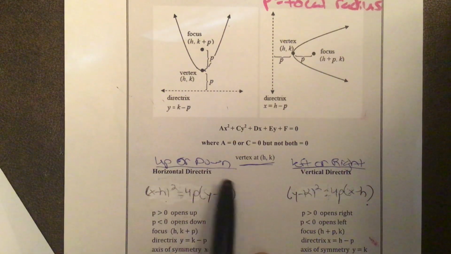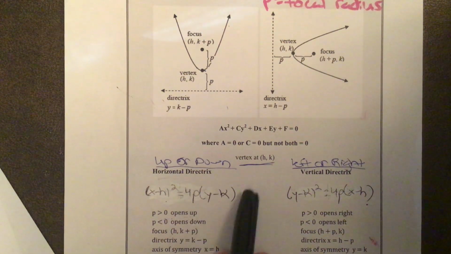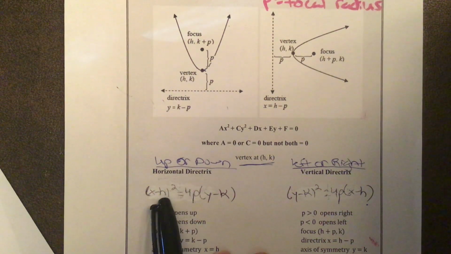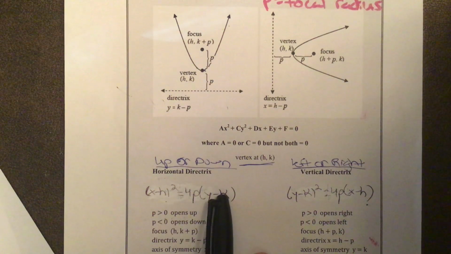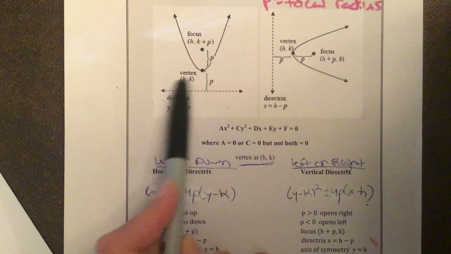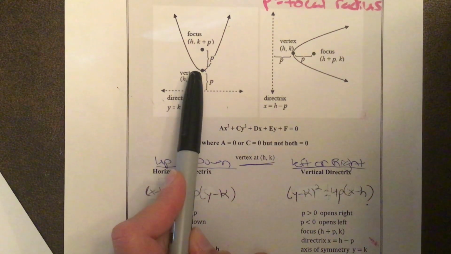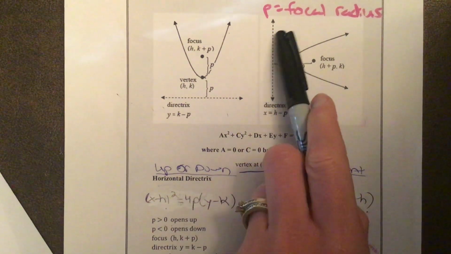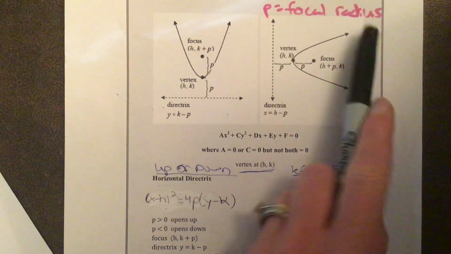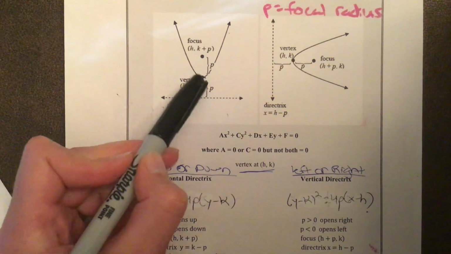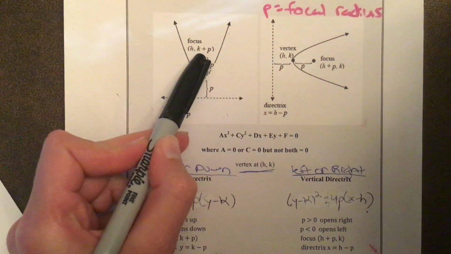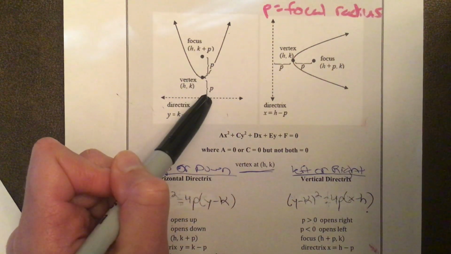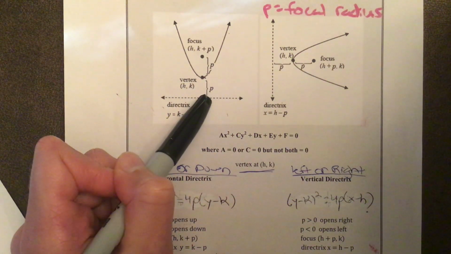So how do we get the features from this equation? Well, the vertex is always at (h, k). It's the opposite sign of both of the things with the x and y. So I would start by saying my vertex is at (h, k). Then we have this new thing here, this p. So this p is the focal radius. It's how far you move from the vertex to the focus. And then you move that same distance, but in the opposite direction to get to the directrix.